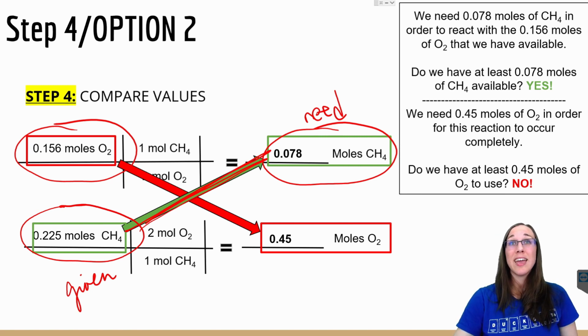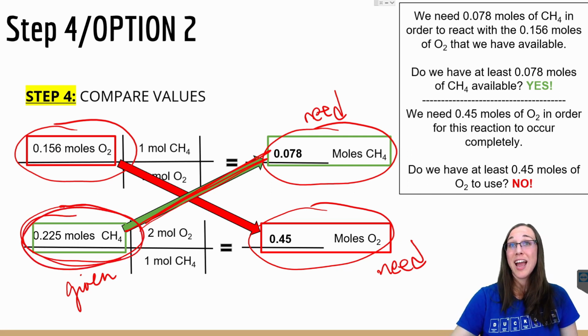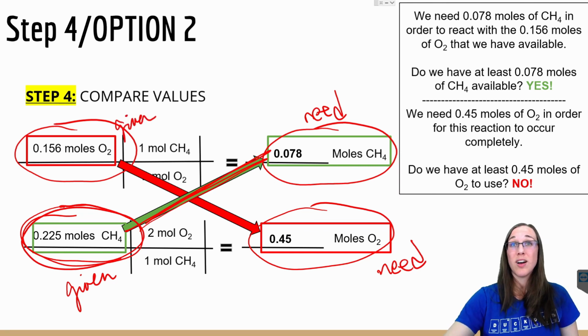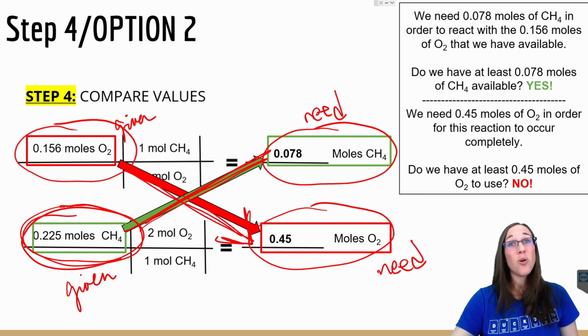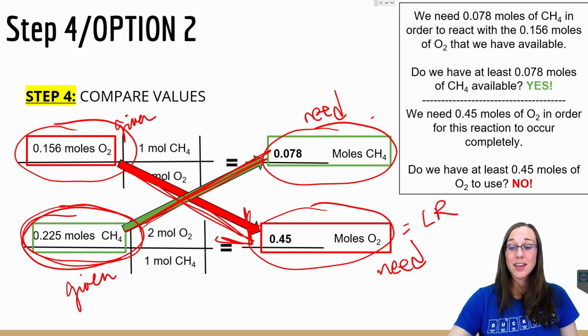Likewise, we could say, hey, we need 0.45 moles of oxygen to react with 0.225 moles of methane in order for this reaction to happen. Do we actually have that in the reaction? We were given 0.156 moles of oxygen, and we need 0.45. We don't have enough. So in this case, oxygen is our limiting reactant because we don't have enough of it. Therefore, our methane is going to be the excess reactant by process of elimination.